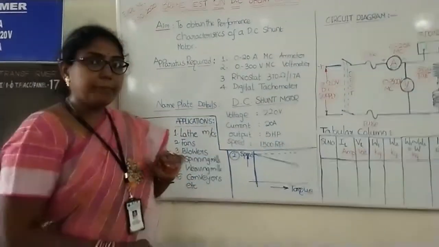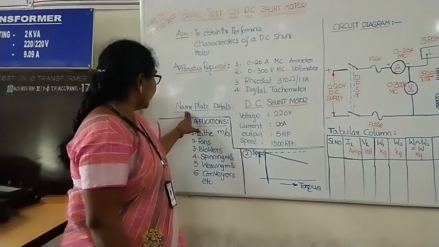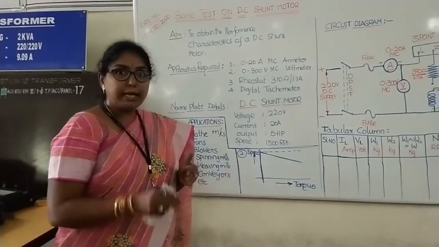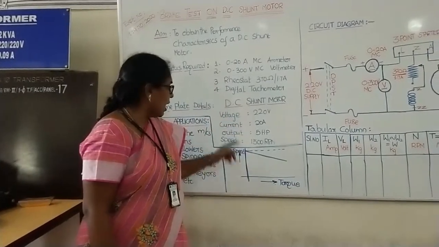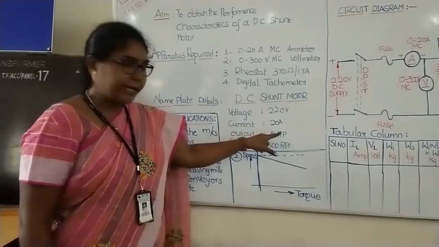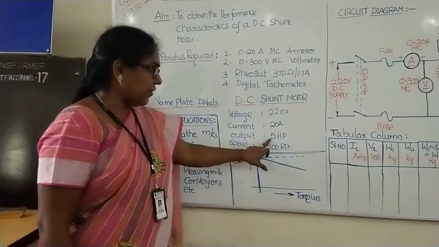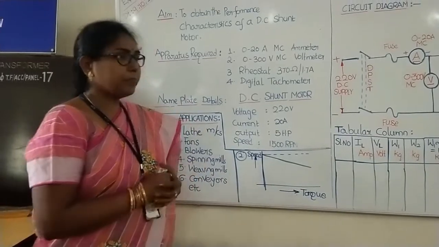Now, coming to the motor on which we are performing the experiment, those come under the title of nameplate details. In the laboratory we had a DC shunt motor whose voltage rating is 220 volts, current rating is 20 amperes, output is 5 HP, and speed is 1500 RPM.